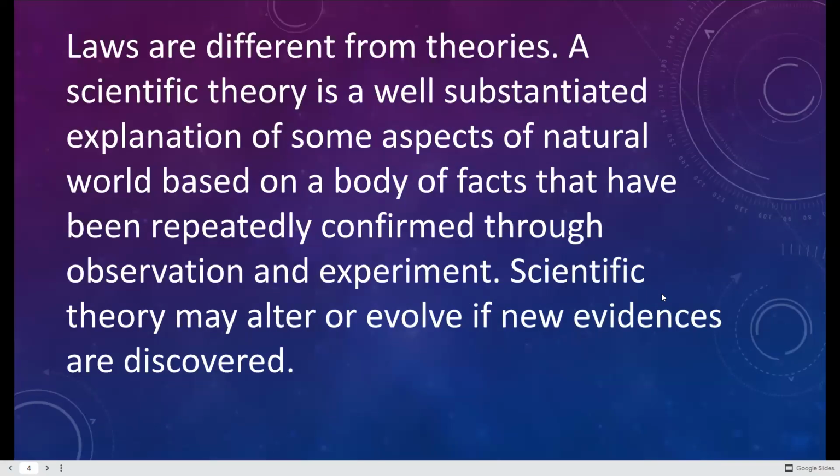Laws are different from theories. A scientific theory is a well substantiated explanation of some aspect of the natural world based on a body of facts that have been repeatedly confirmed through observation and experiment. A scientific theory may alter or evolve if new evidence is discovered, just like the theory of relativity by Einstein. The theory of relativity by Einstein is still evolving until now, until it becomes a law.